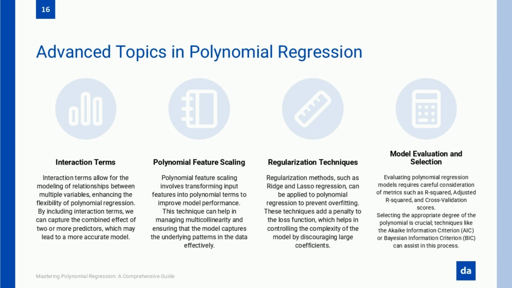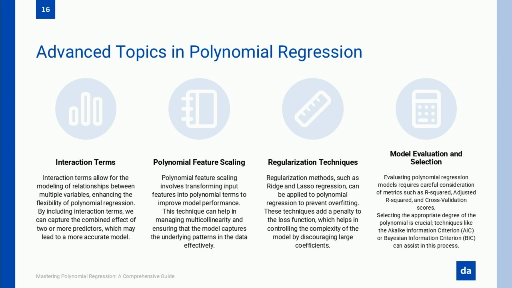A classic sign of overfitting is when the model has a very low training error but a significantly higher validation error. To prevent this issue, techniques such as cross-validation, ridge regression, and lasso regression are often used to regularize the model and control excessive complexity.